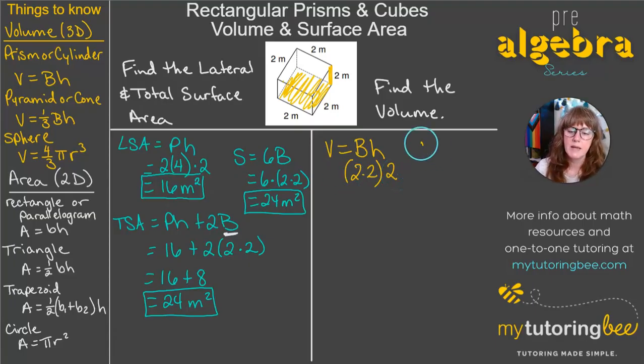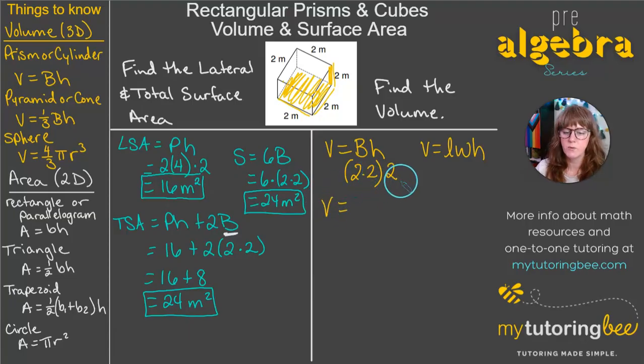A lot of times we might see the volume formula as length times width times height for a prism. So that is also one way that you might see it. And as you can see, that's exactly what we have here: a length of 2, a width of 2, and a height of 2. So let's go ahead and multiply all of that together.